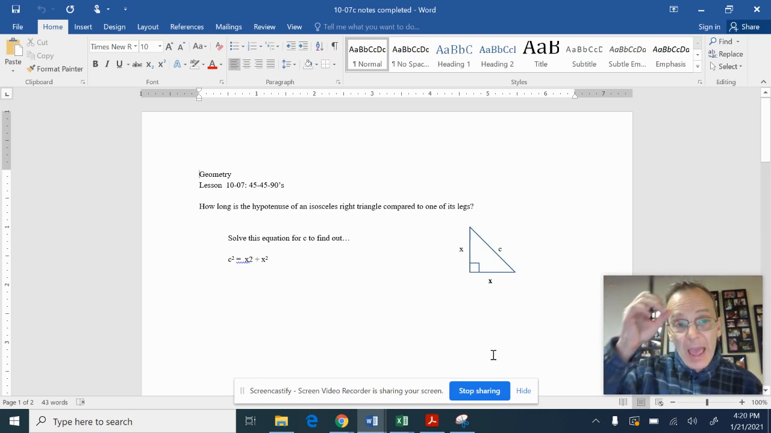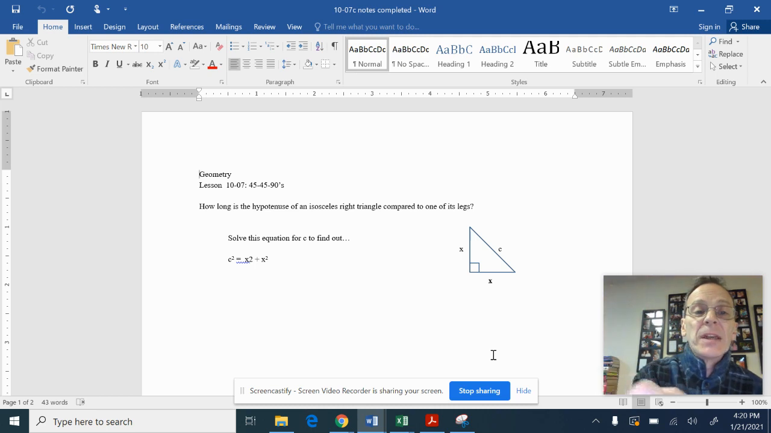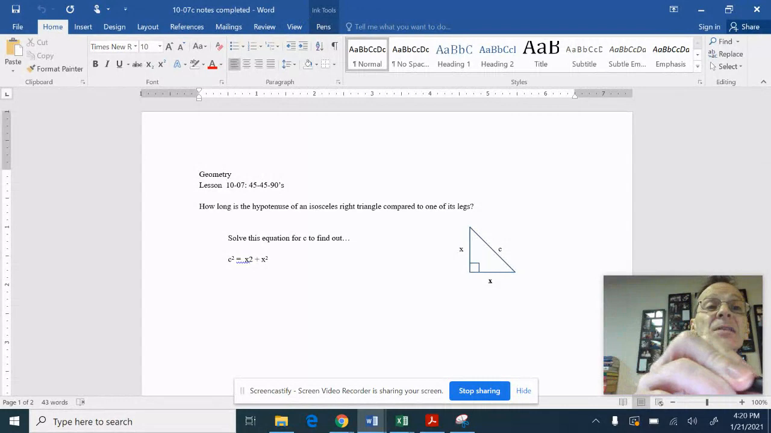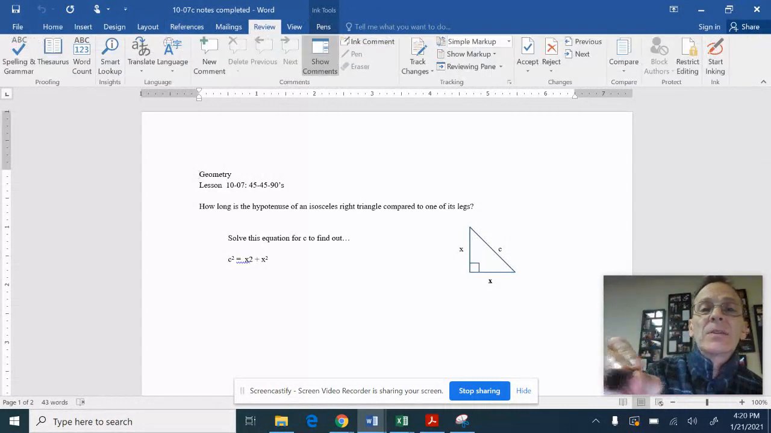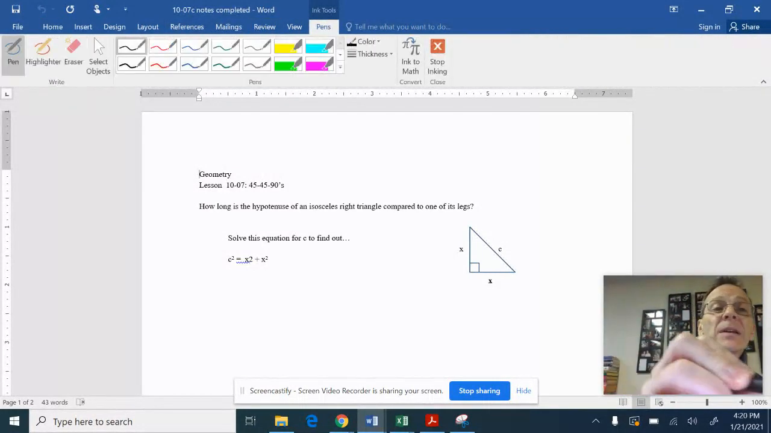10.7, everybody, let's get after it. Here's the question for today. How long is the hypotenuse of an isosceles right triangle as compared to one of its legs?